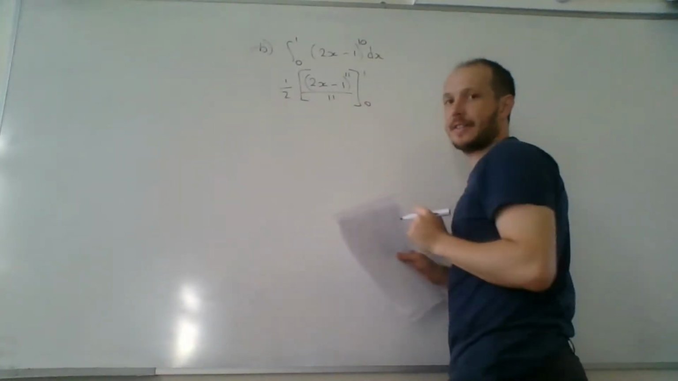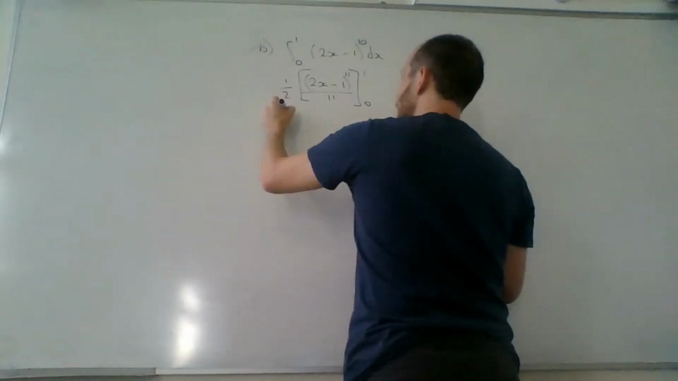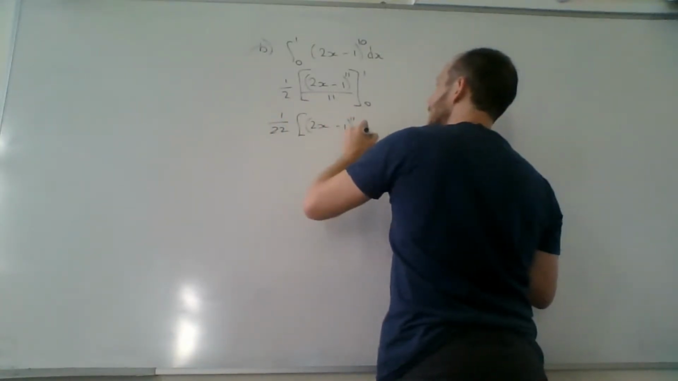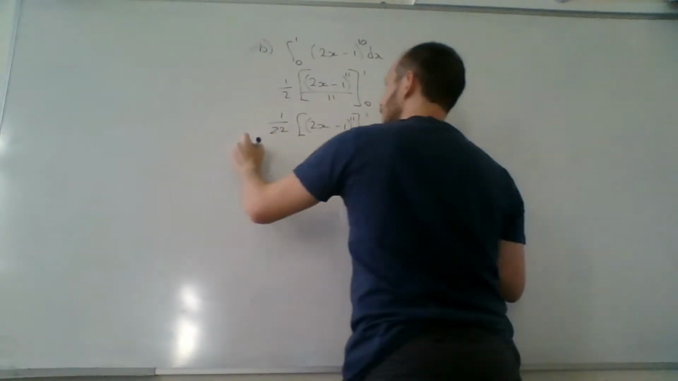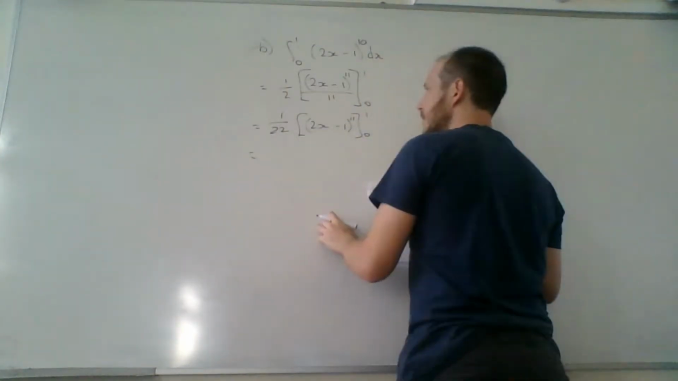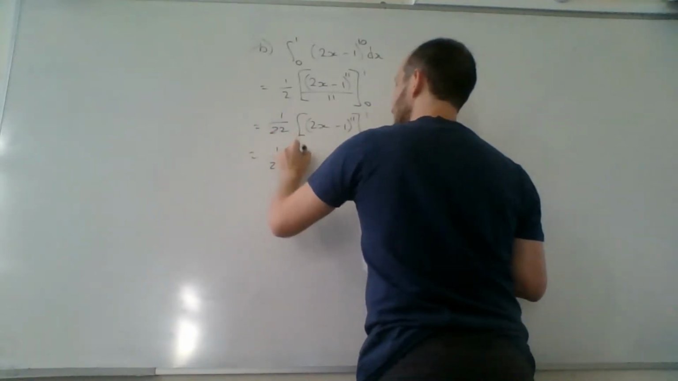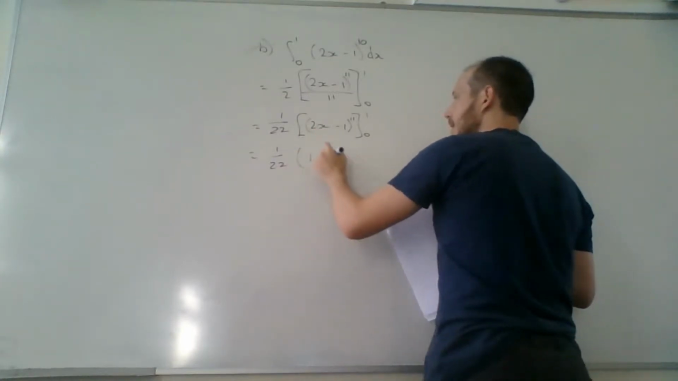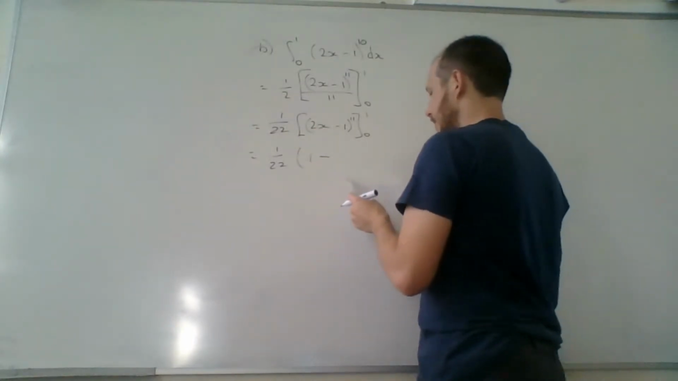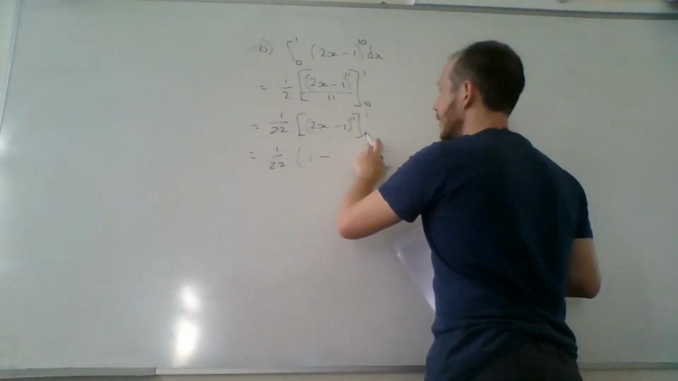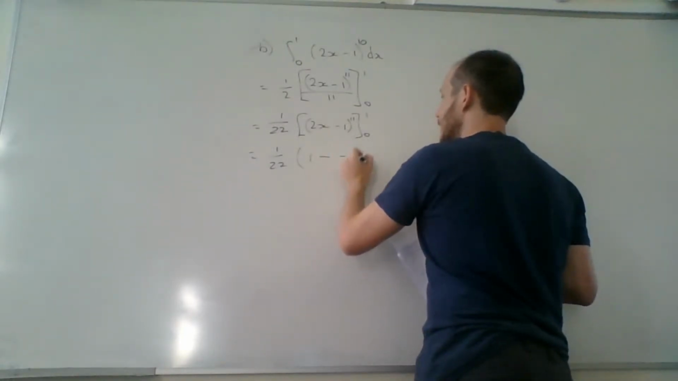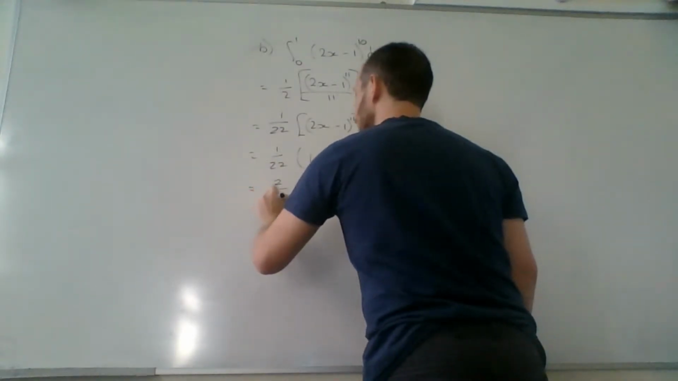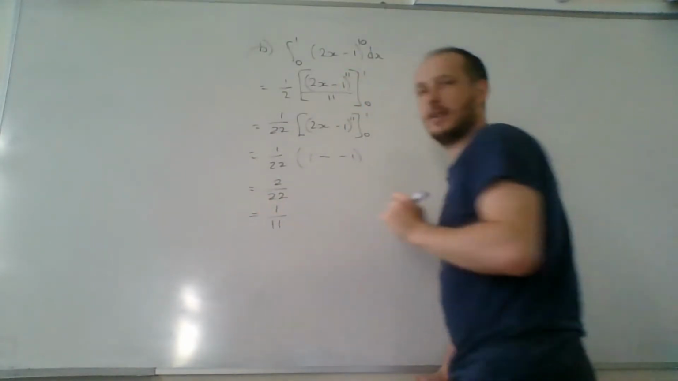Now often it's easy to take the whole fraction out the front. So what we end up with is 1 over 22, and then we've got (2x take 1) to the 11 from 0 to 1. So this will give us 1 over 22, and then we're going to substitute in 1. So this will just simply be 1 minus, and then we sub in 0, and this will be minus 1. So we'll have 1 minus minus 1 is 2, so we'll have 2 over 22, which is 1 over 11.